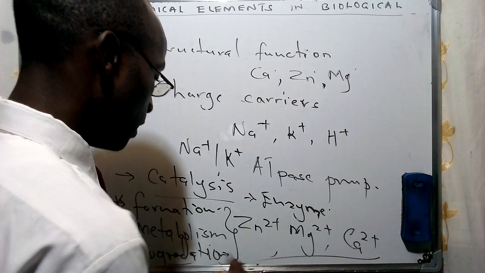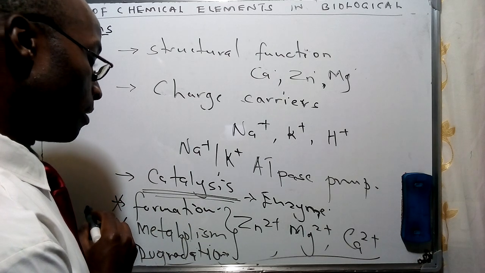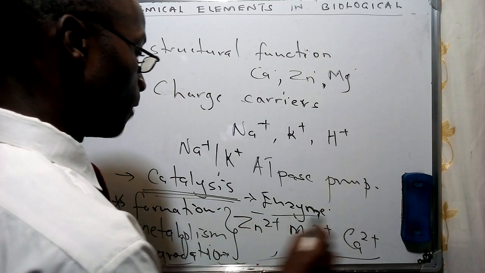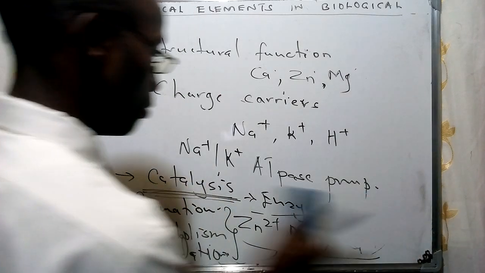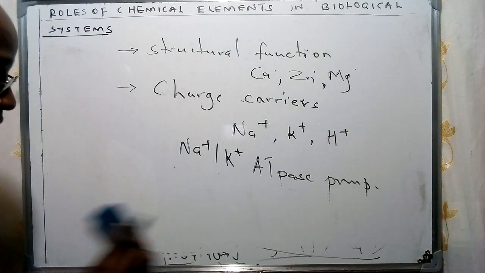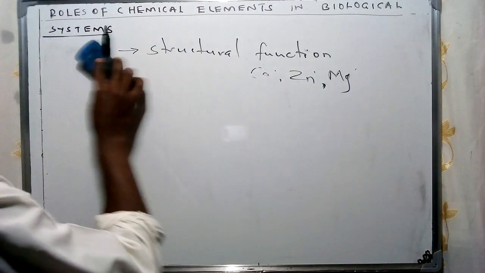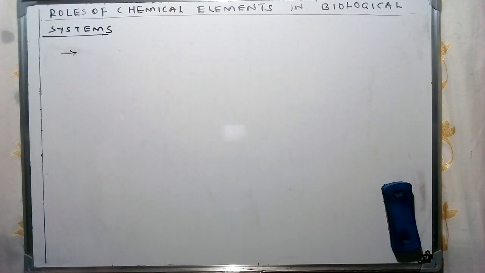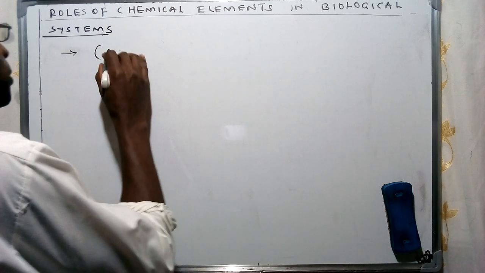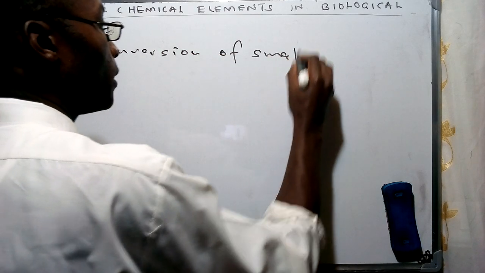Now, in a sense, we're going to see that these three processes are going to be relying on this specific catalyst, which we have said is provided by these specific metals. So that's a very fundamental aspect of this process of catalysis, which is involved in some of the elements in order for it to be successful. So we shall look at a fourth function which we had mentioned, which basically was conversion of small molecules.